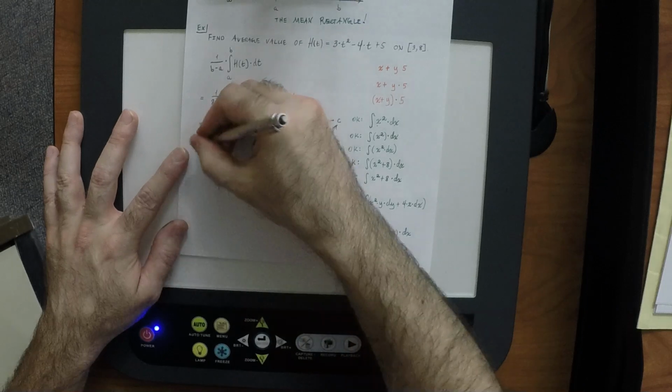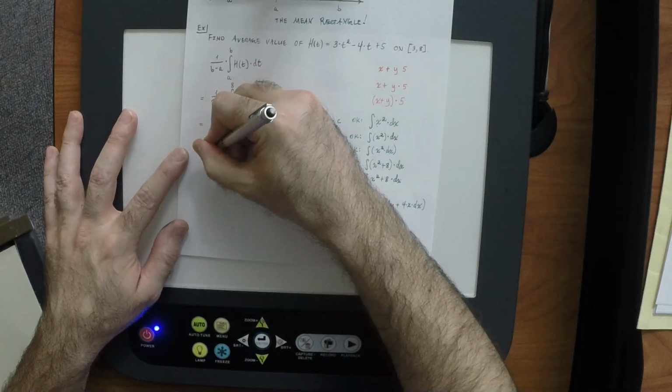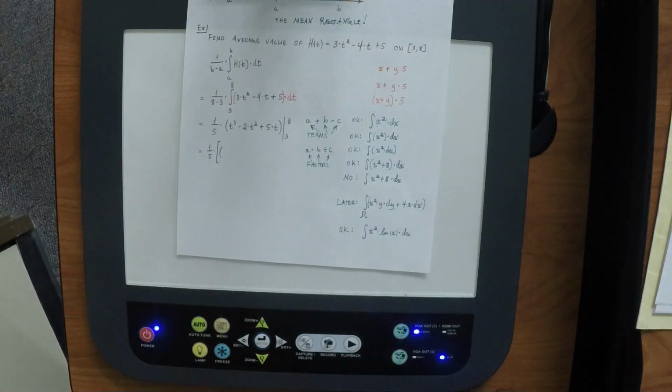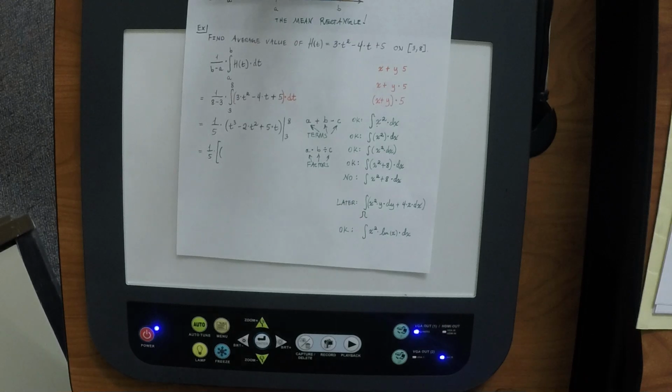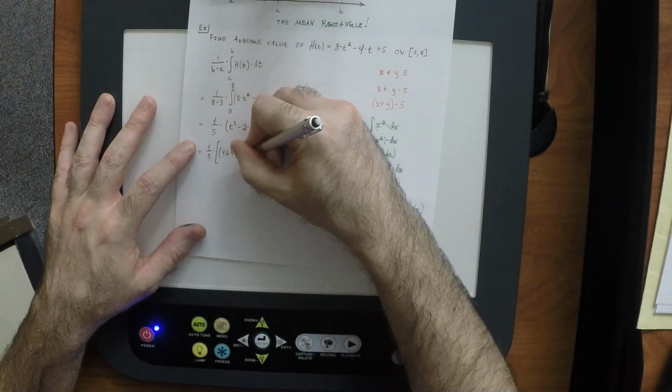Then, who knows? I don't even know. How do we do this? So this would be a fifth, and then that's calculator work if I ever saw it. Let me do that real quick. 8 cubed minus 2 times 8 squared plus 5 times 8. 424. Subtract.